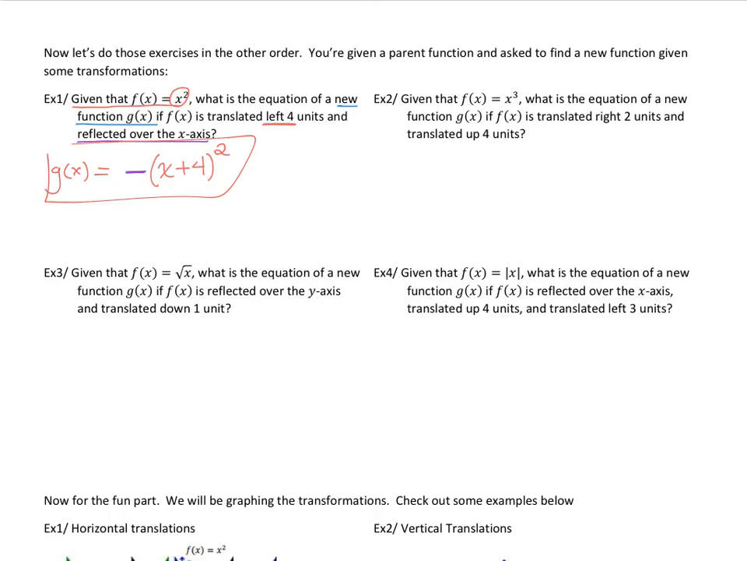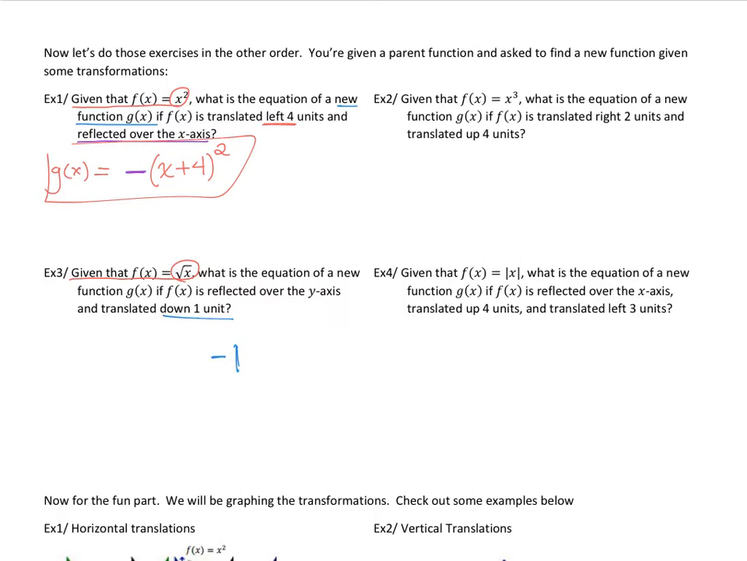Example 3, right underneath it, we have this parent function, f of x equals the square root of x. Clearly the square root parent function. So the question becomes, what is the equation of the new function g of x if f of x is reflected over the y-axis and translated down 1 unit? All right, so down 1 unit, that is a vertical movement, so I know that's going to be hanging outside of the radical. So that's going to be there.